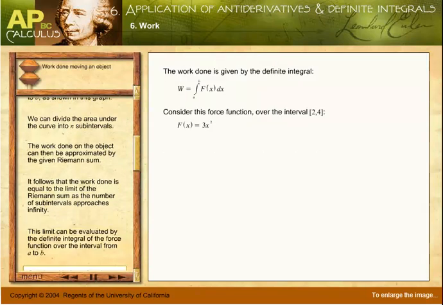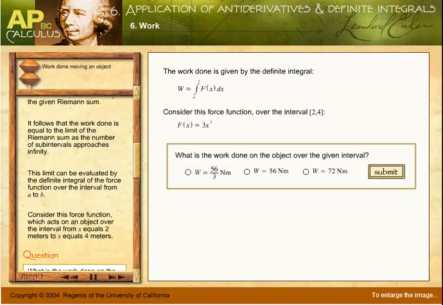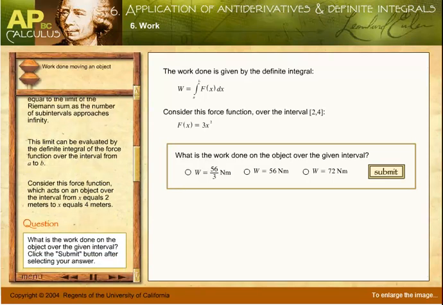to B. Consider this force function, which acts on an object over the interval from x equals 2 meters to x equals 4 meters. What is the work done on the object over the given interval? Click the Submit button after selecting your answer.